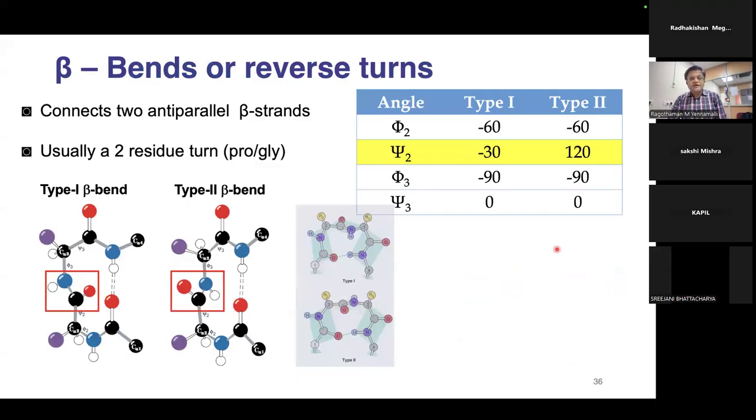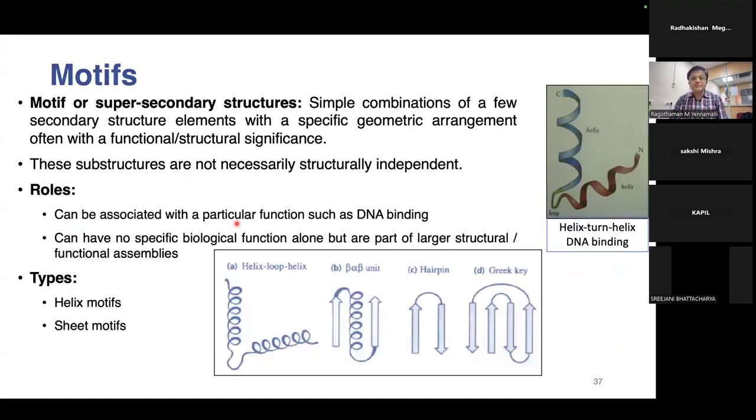There are also other types of structures that we see in proteins. There are beta bends or reverse turns. There are different types, all these type 1, type 2, type 3, type 4. All these names are given by IUPAC to identify which one has what type of structure. Once you have the secondary structures, we come to the area called motifs. So motifs, in their literal meaning, are patterns that are repeated multiple times.